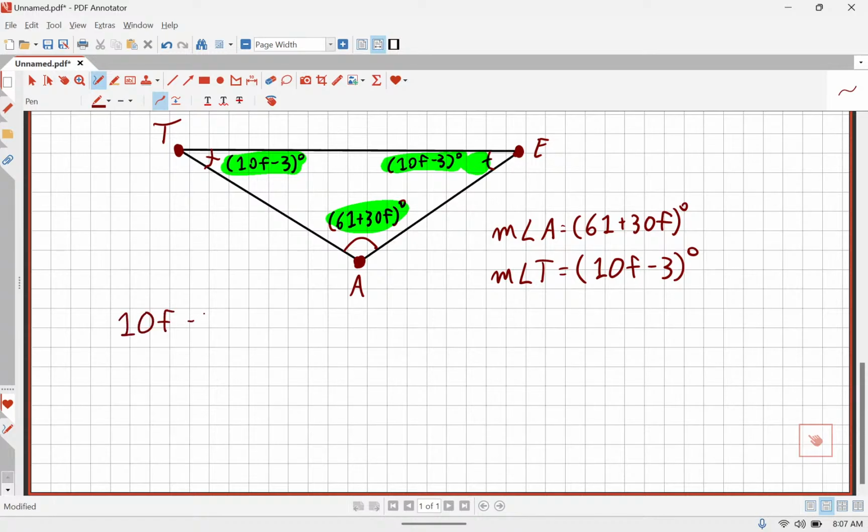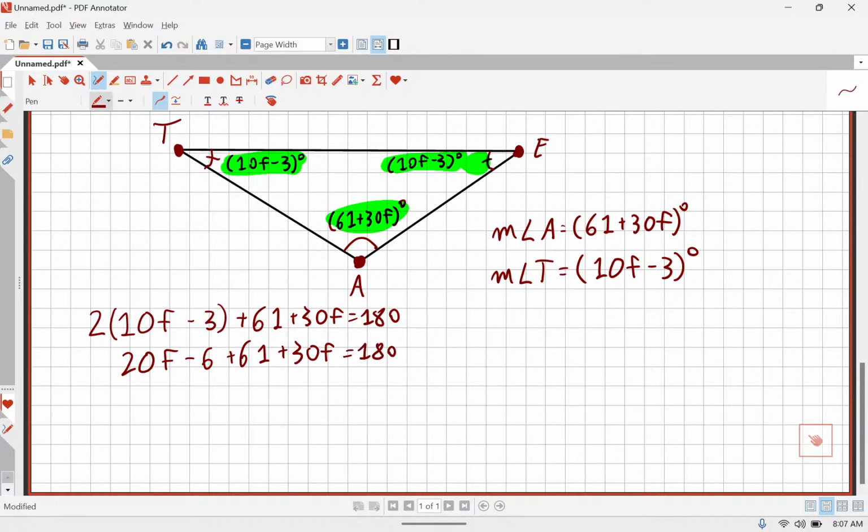So I'm going to write that down. 10f minus 3. You know, I actually saw Sadie doing something really cool where she did this: 2 open parentheses, 10f minus 3, because there's 2 of them, plus 61 plus 30f equals 180. And then that's going to be 20f minus 6 plus 61 plus 30f equals 180. Now I'm here with you, Stephen. And I would combine like terms personally, but you're like, I'm just going to start carving right now, right?